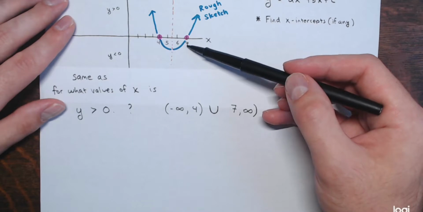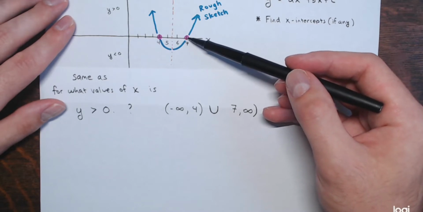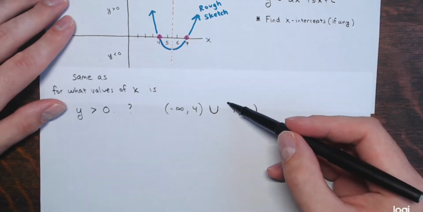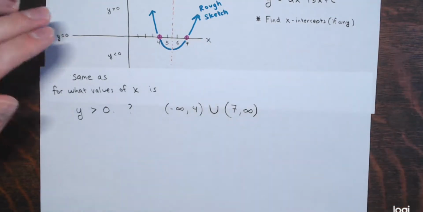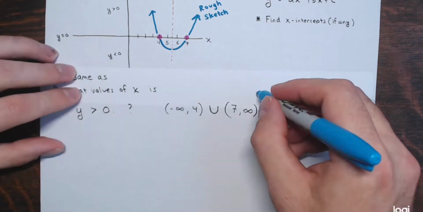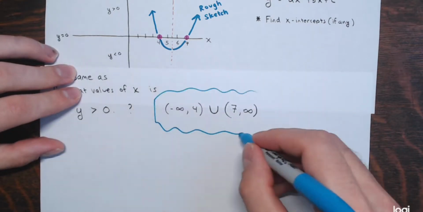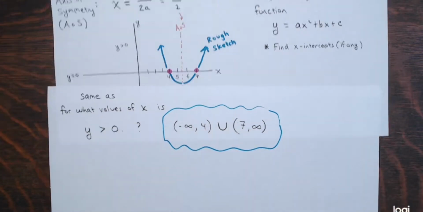When I plug in 7, the value of the function equals 0. It's not greater than 0. So parentheses on the 7 to indicate that it's not a solution. And here we go. These are the solutions of our original inequality.